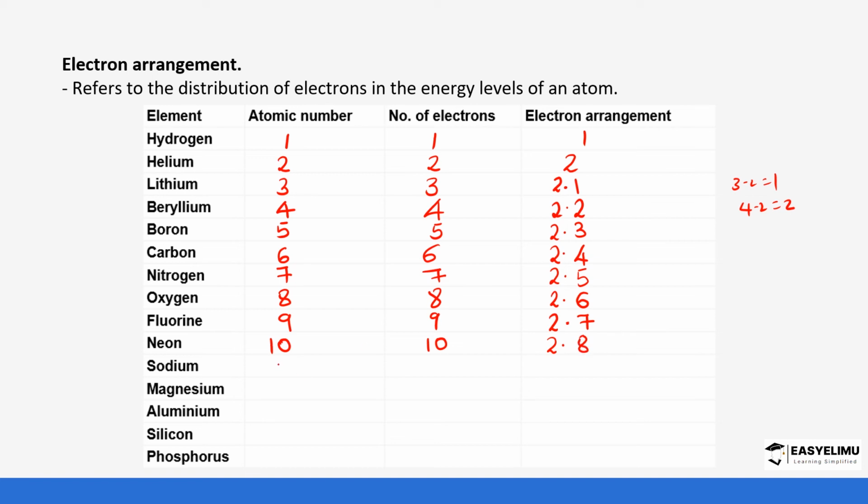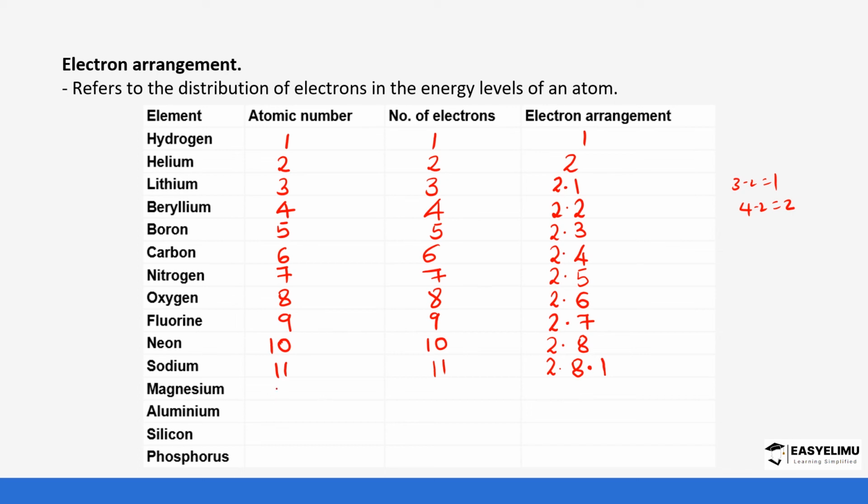Sodium is atomic number 11, so it has 11 electrons. The first shell can occupy a maximum of 2. The next shell can occupy a maximum of 8. So when we take our 11 electrons and remove the first 2 electrons, we are left with 9 electrons. The second shell can occupy 8 electrons, so we put those 8. We have an excess of 1 electron, so that 1 electron automatically goes to the third shell. So you notice the difference between neon and sodium. For sodium, it had 11. The first 10 will occupy the first shell and the second shell, but the 11th one can only go to the last shell.